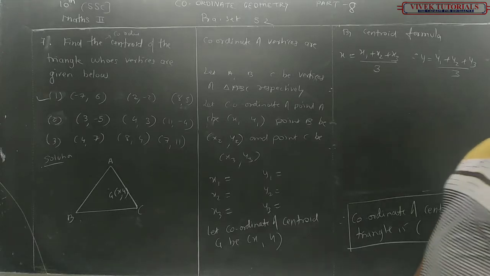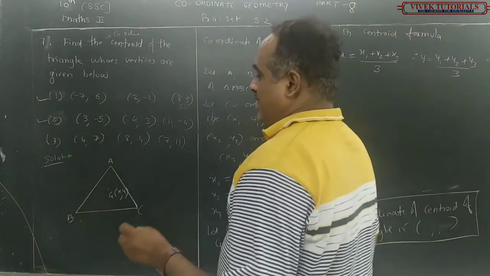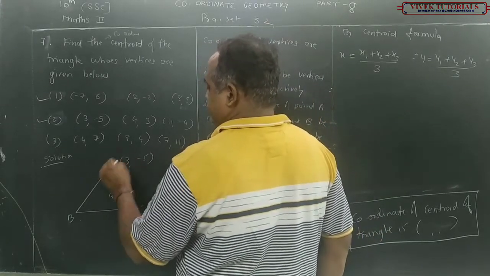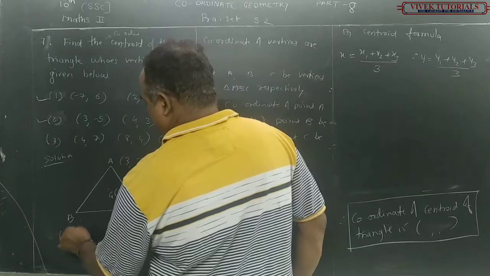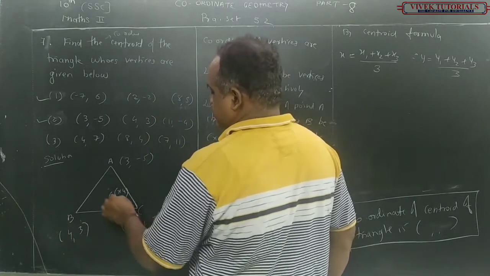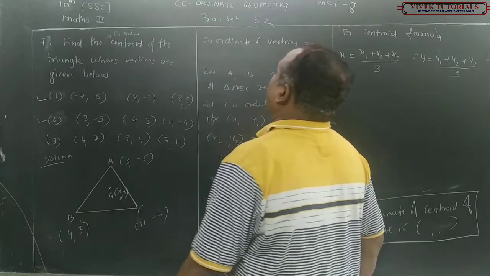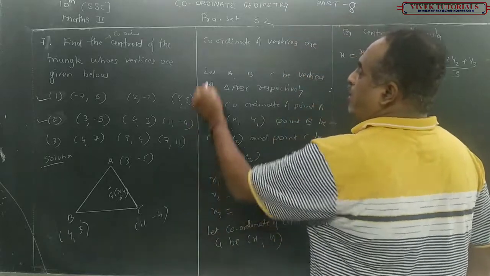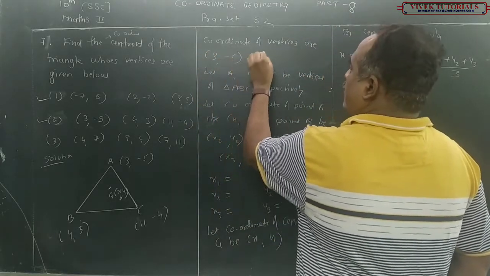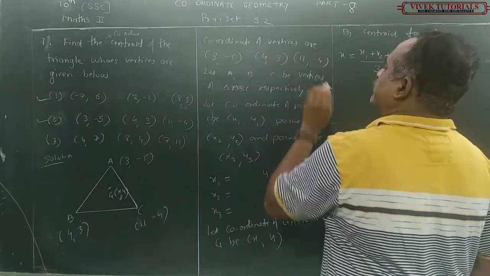Now students, I think you can start with this question on your own. Here A is 3, -5, B is 4, 3 and C is 11, -4. The centroid G, its coordinates we will take as x, y. The coordinates of the vertices are 3 and -5, 4 and 3, and 11 and -4.